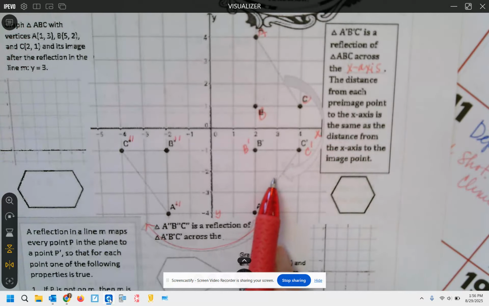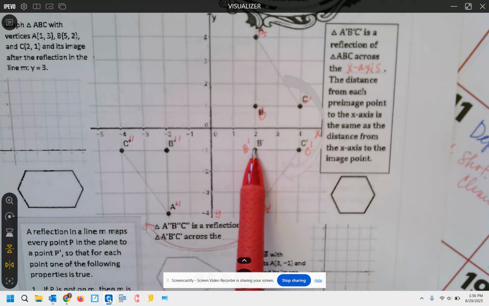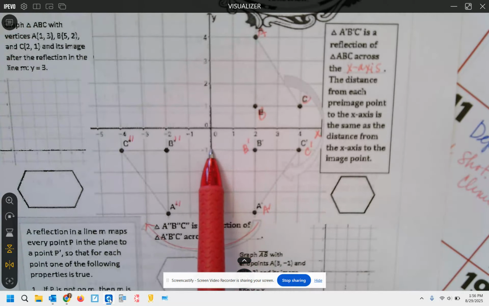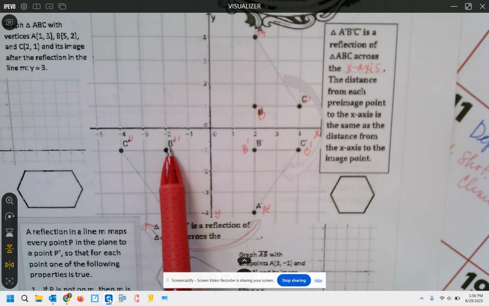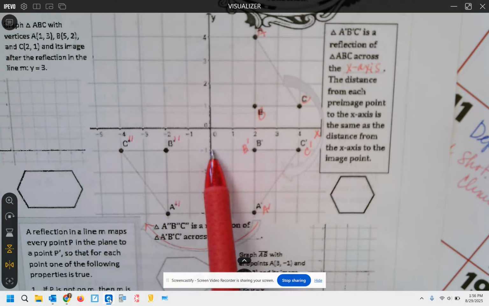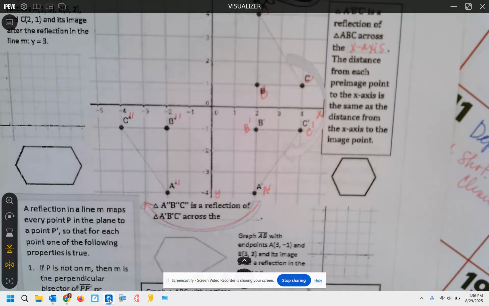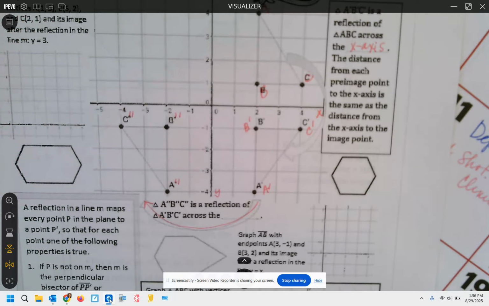And then if we do the same with this reflection of A prime, B prime, C prime over the y-axis, point B prime is 2 units from the y-axis, so is B double prime. C prime is 1, 2, 3, 4 units away, so is C double prime also. And the same would be true for A prime and A double prime.